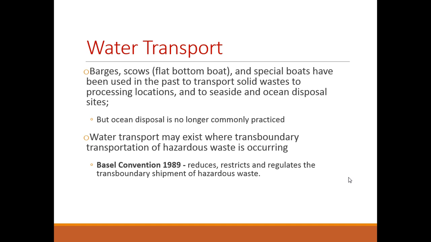Then we have water transport. Examples of vehicles for water transport would be barges. We'll be familiar with these as large flat vehicles that would often transport large containers, bringing in goods, etc. So it can be used for waste as well. Then we have scows, which are flat bottom boats, and other types of special boats that would be used to transport waste to processing facilities or to seaside and ocean disposal sites.